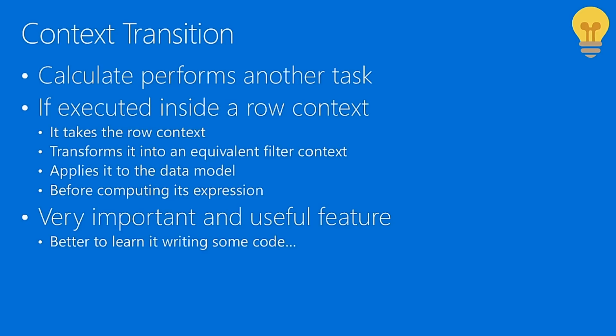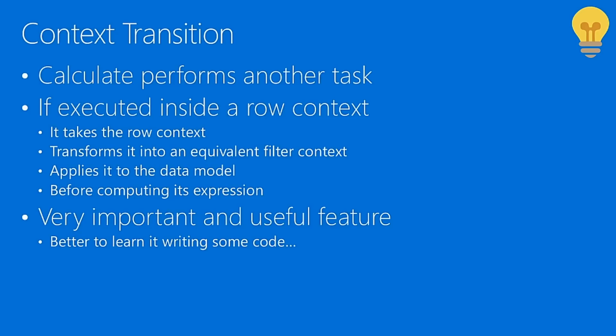CALCULATE does another important task. That is, whenever it is executed inside a row context, it will transform the row context into an equivalent filter context, and then it destroys the row context. The way I think of it is that CALCULATE hates row contexts. So she wakes up and says, oh, is there any row context around? If yes, I'm going to destroy them. But since I'm a fair function, and I don't want to break your calculations, I will replace them with an equivalent filter context, so that after I executed, only filter contexts are around. All the row contexts are gone.